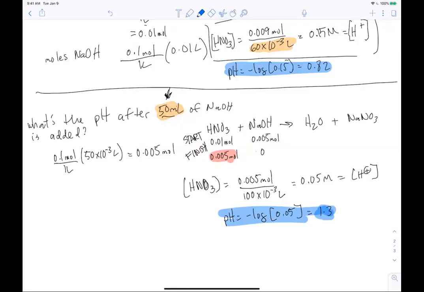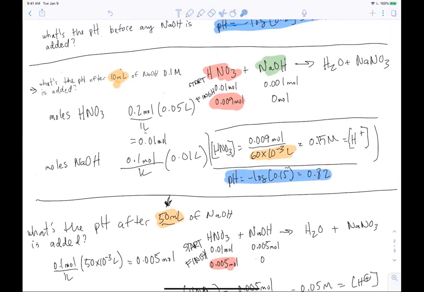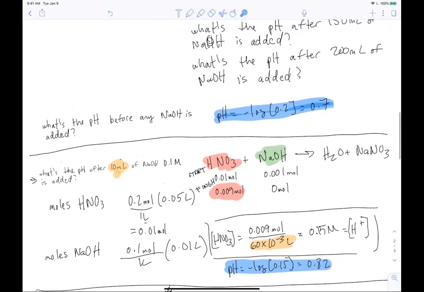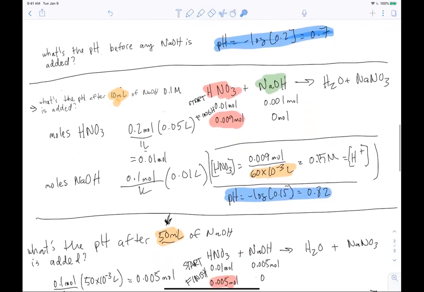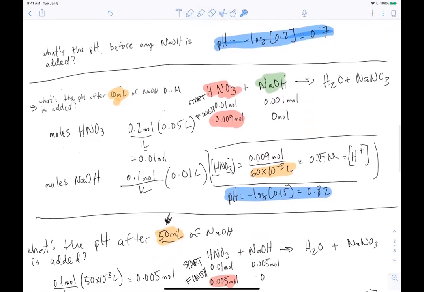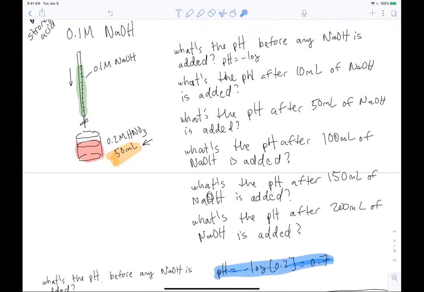So the question is, wait, why wouldn't you use 0.009 moles of the acid? So it depends on how you look at the reaction or how the question is asked. But typically, for titrations, it just depends on how the question is phrased. If we read it here, it says, what's the pH after 10 milliliters of sodium hydroxide is added? What's the pH after 50 milliliters of sodium hydroxide is added?